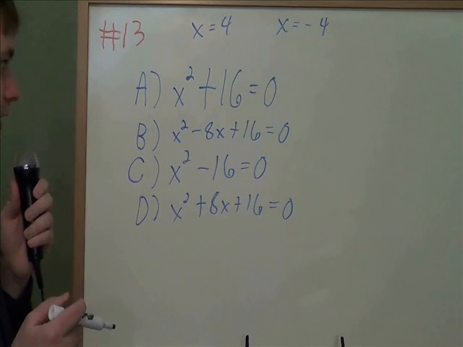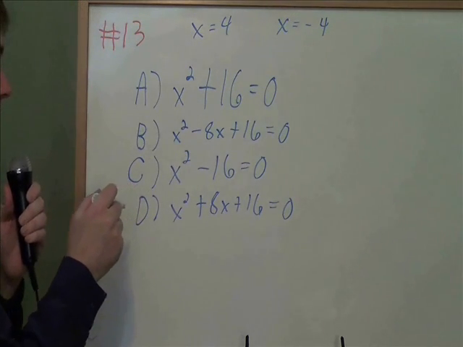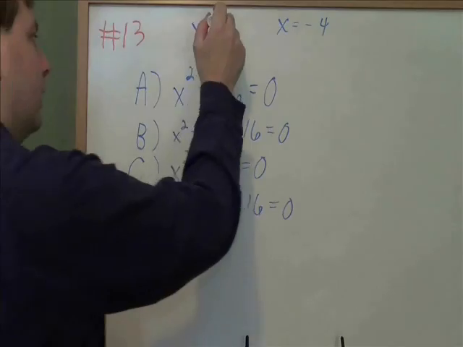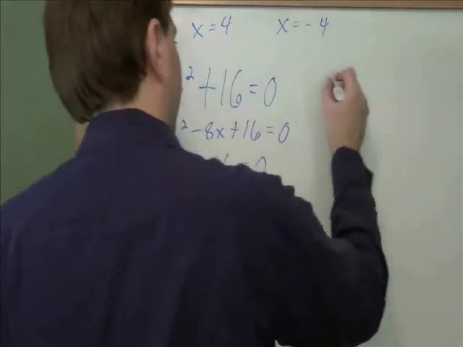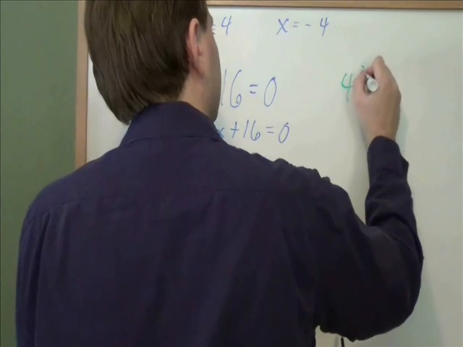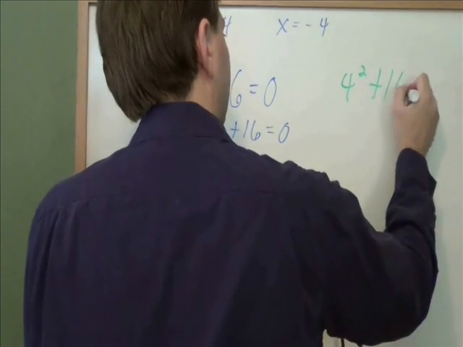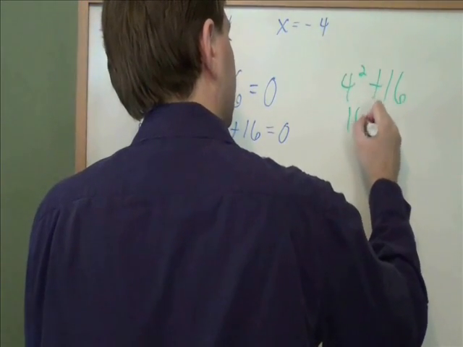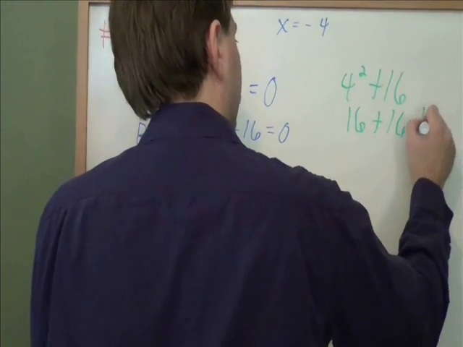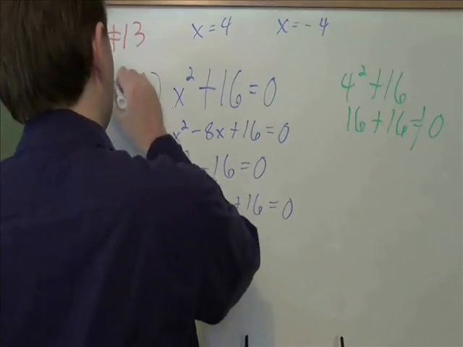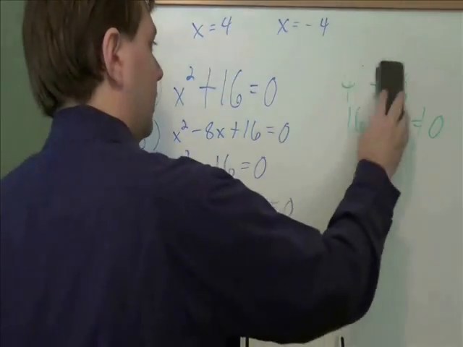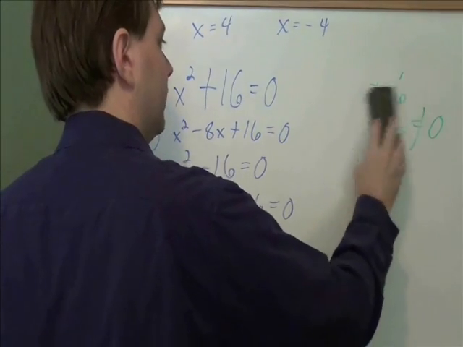The easiest way to figure out which of these has 4 and negative 4 as solutions is simply to start plugging them in. Let's start by plugging in this 4 right here into answer choice A. 4 squared plus 16. 4 squared is 16. 16 plus 16, that is not 0, so this cannot be the answer. So that takes answer A out of the running.